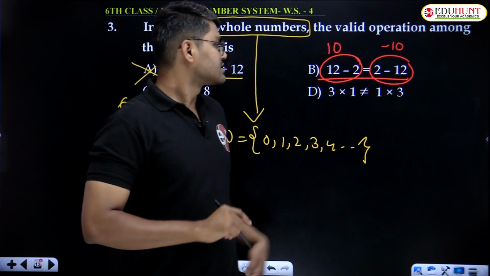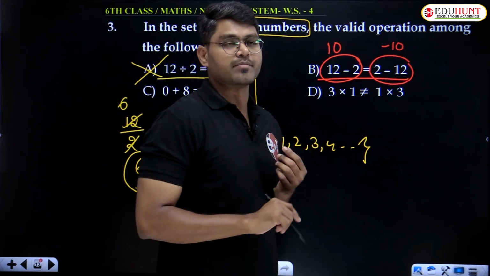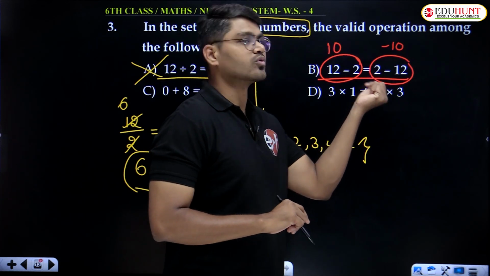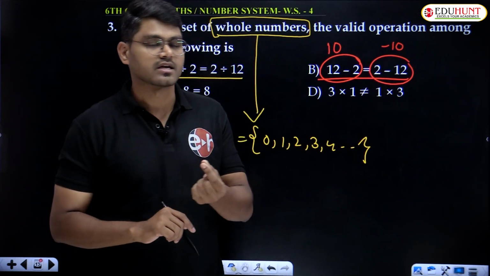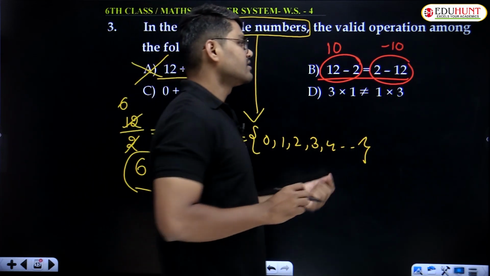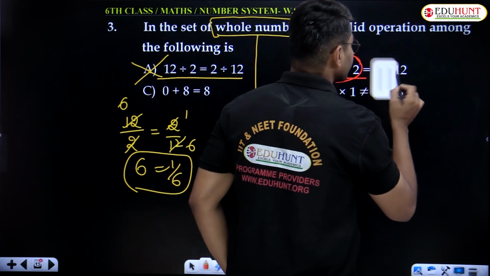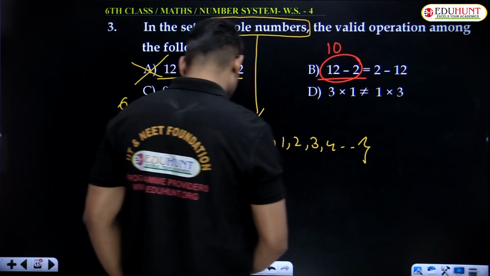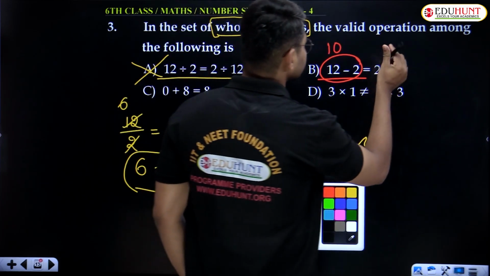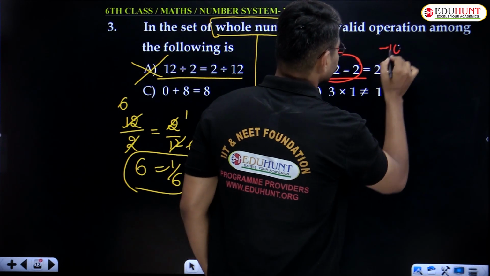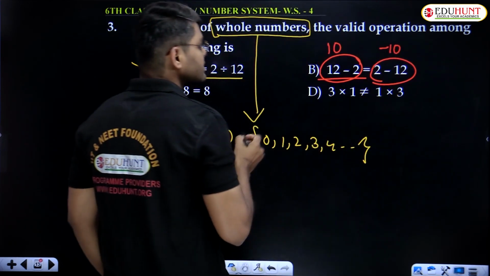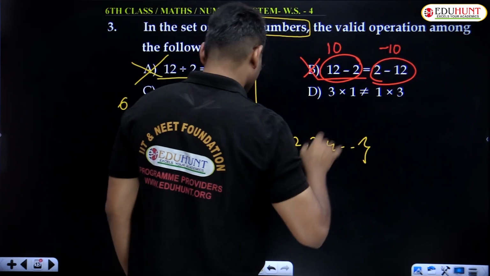Subtraction. Now subtract the smaller number from the bigger number. What is the smaller number here? 2. The bigger number is 12. 12 minus 2 is 10. Put the minus sign because the bigger number has the minus sign. Okay students, did you understand now? So that's why this option is also wrong.